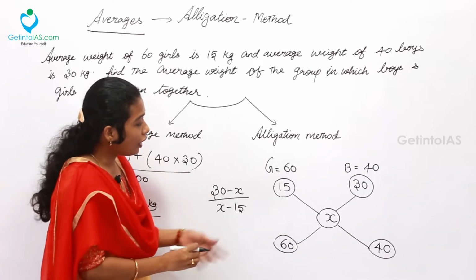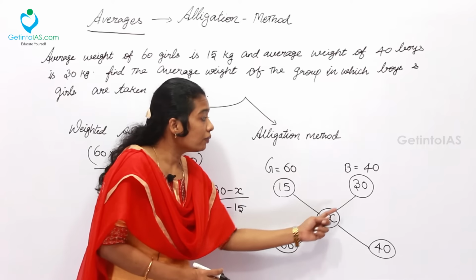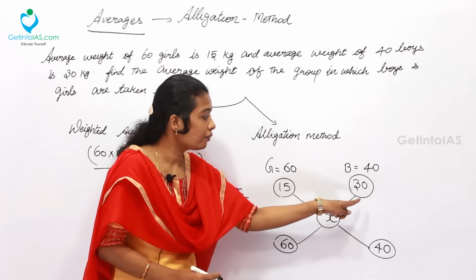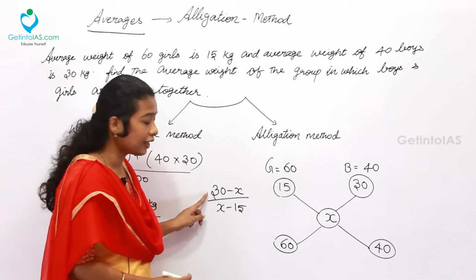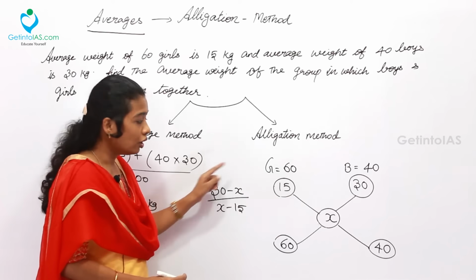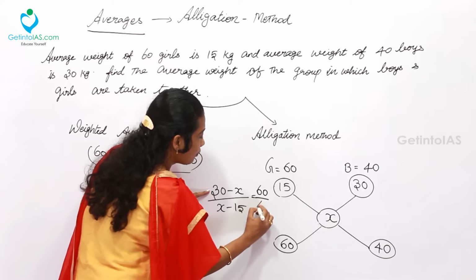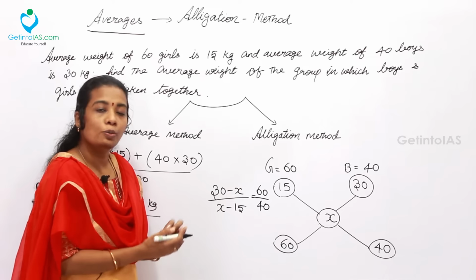Why? Because one value will be smaller than the mean, one value will be higher than the mean. If higher value you want to take at first, lower value you want to take at last. So here definitely x will be greater than 15. So I have taken. So this will be equal to what? So here 30 minus x, 60, by x minus 15, 40. After solving this, you will be getting the value of x.